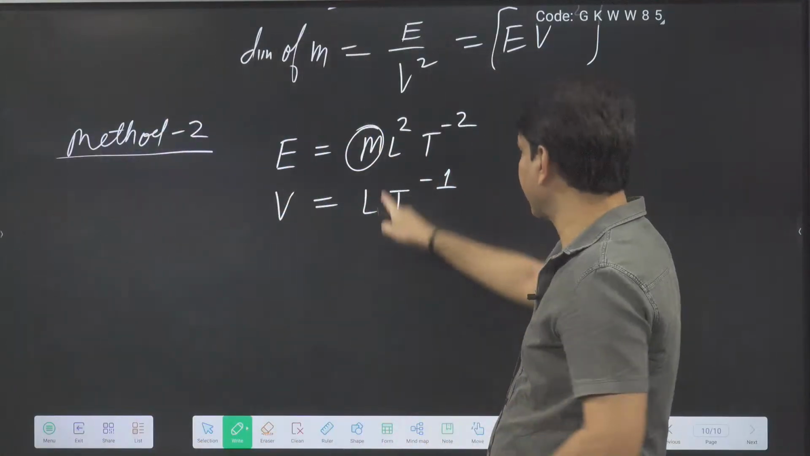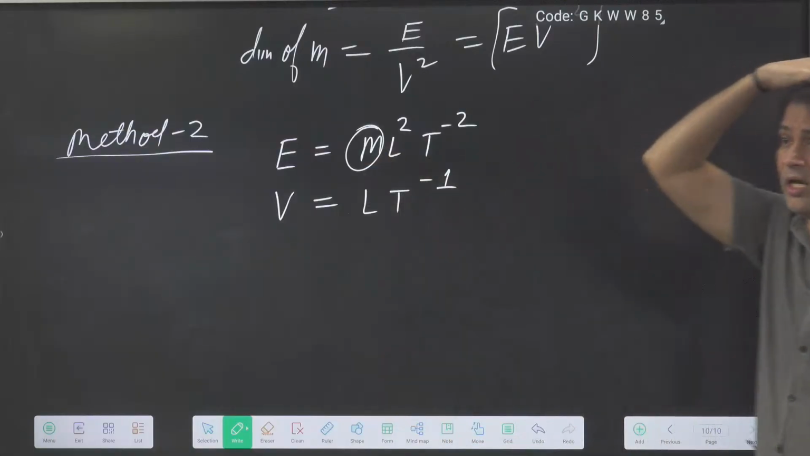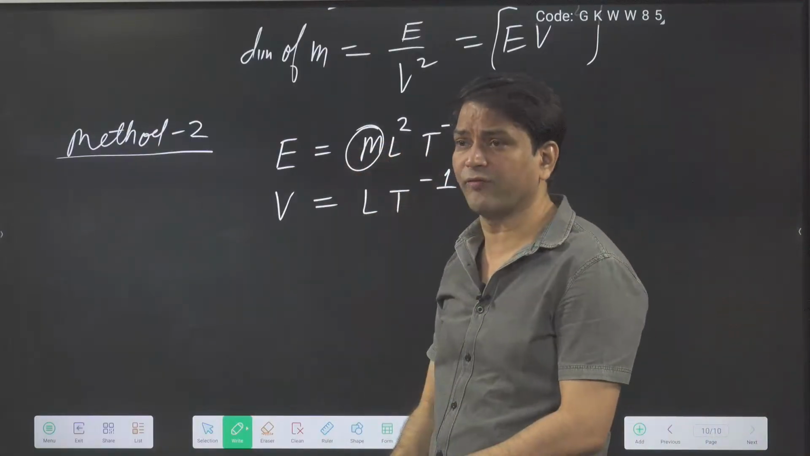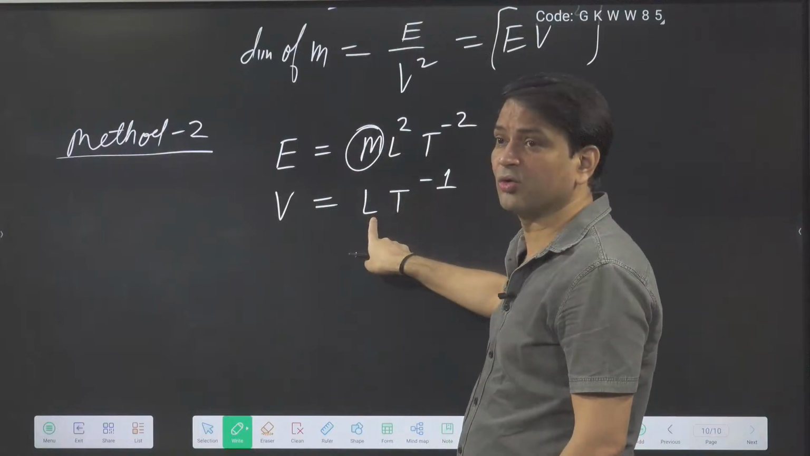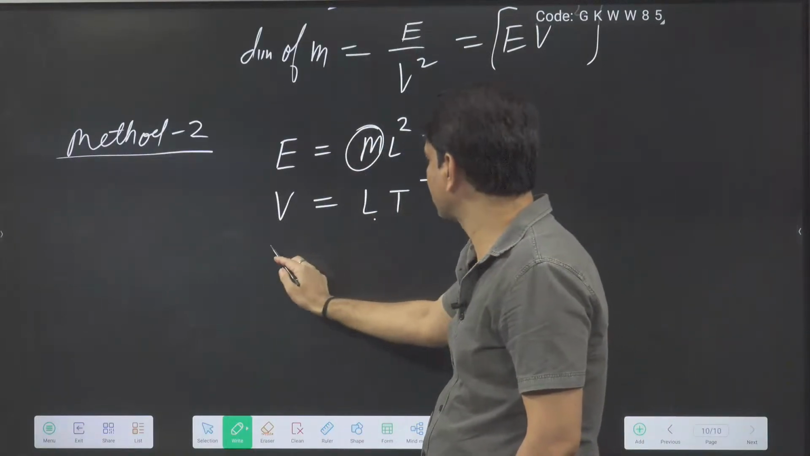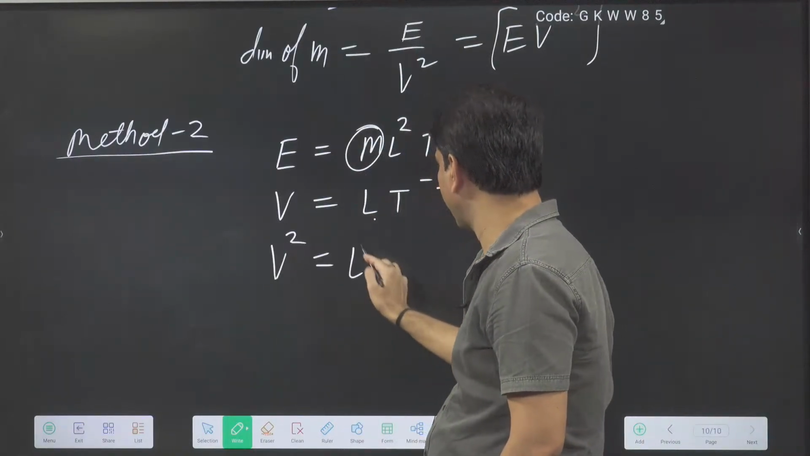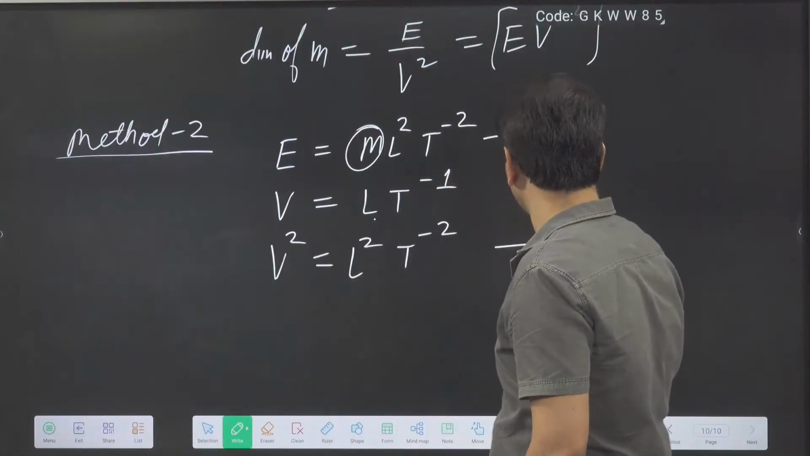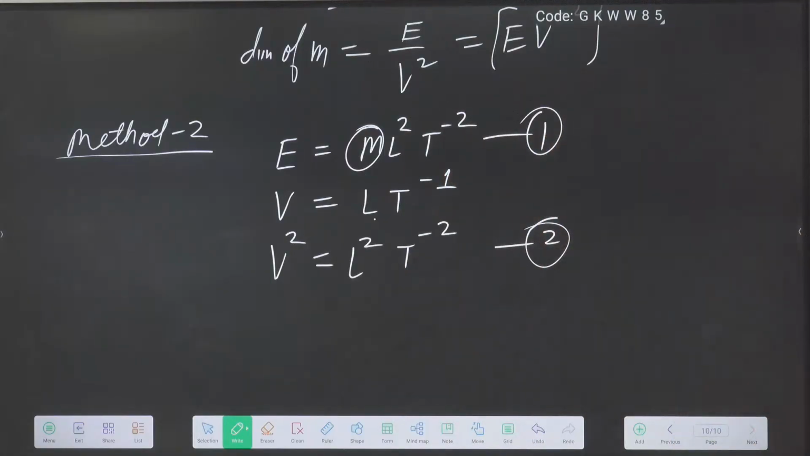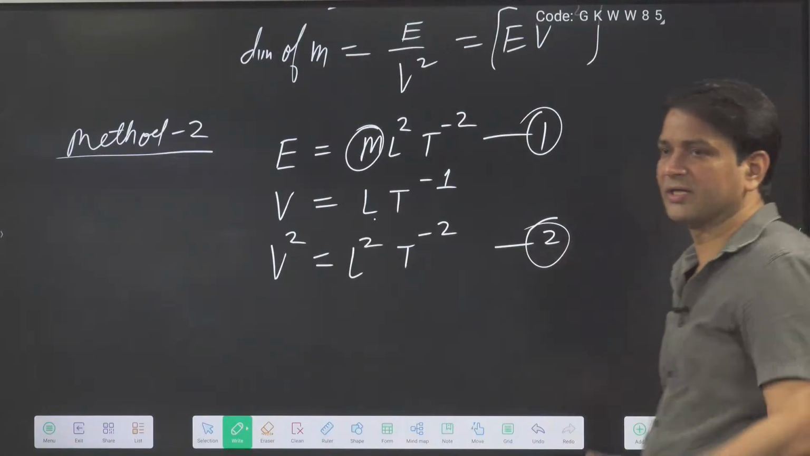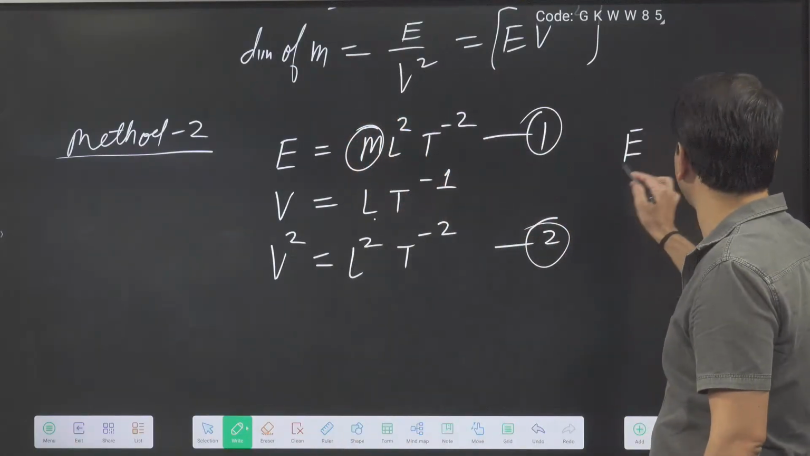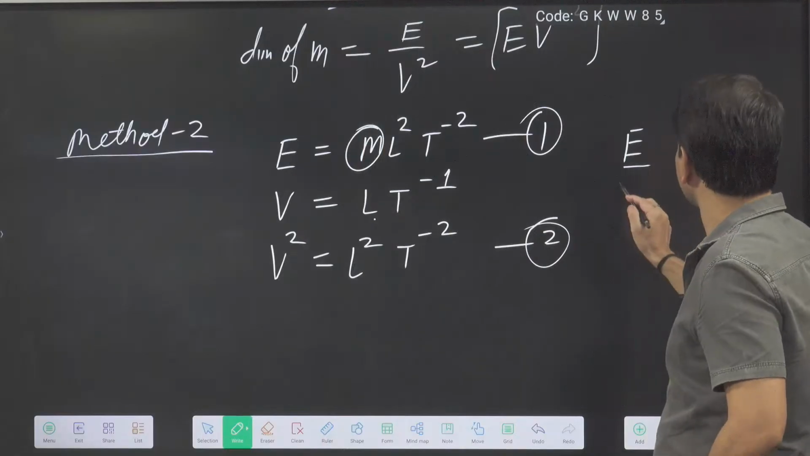Now, I need M. Here, if you see, you are getting L square. If you eliminate L square, then you will get the dimension of M. In this, L is there only. So what can I do? If I square it, V square is equal to L square T minus 2. Suppose this is 1 and this is 2. Now if you see, the first contains L square, the second contains L square. If you divide both, E by V square.